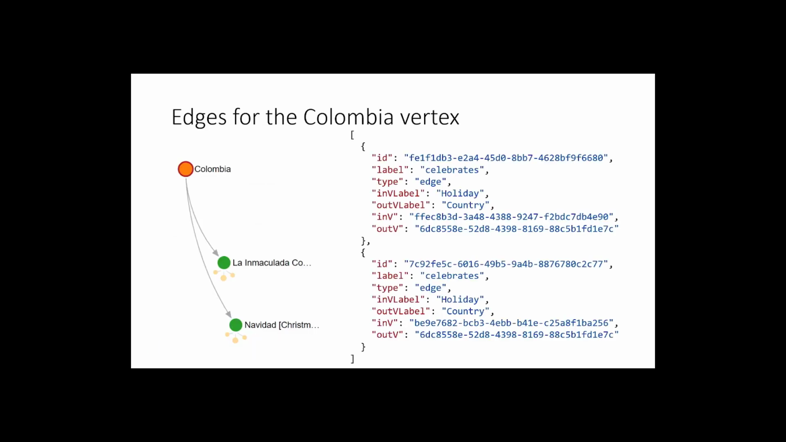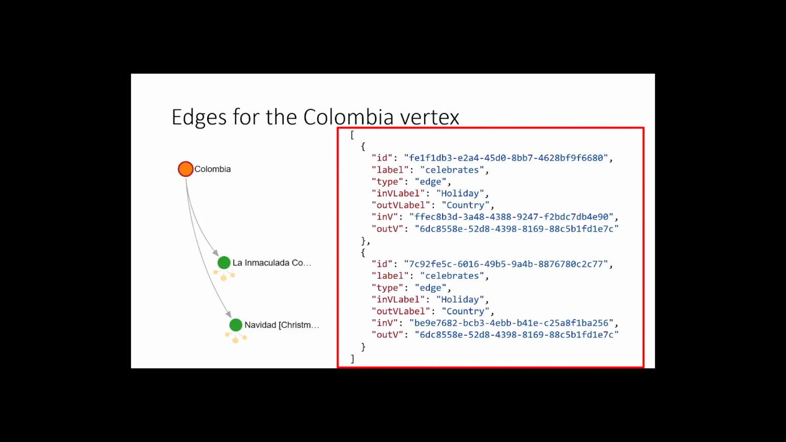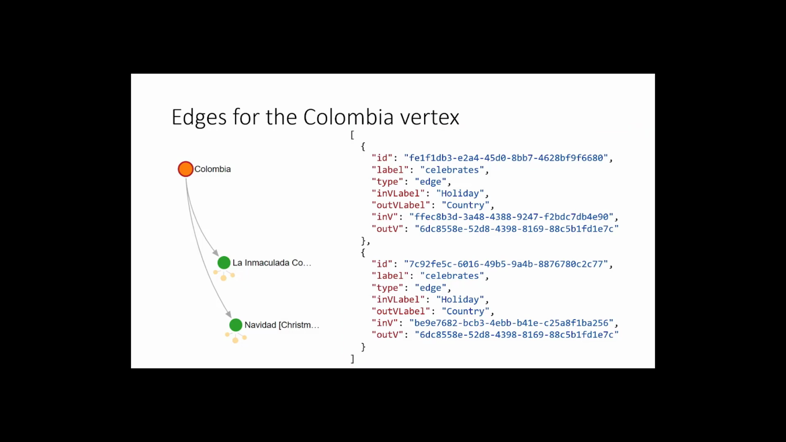The results will show you JSON. You won't see the graph image, but I've left the graph image here so that you at least have the visual of what you're looking at. There are two of them. There's one that goes from Colombia to the Immaculate Conception and one to Christmas Day. Both of those start coming out of the country, going into the holiday. The inV label and the inV, where's the relationship going in? The outV label and the outV, where is it coming out of?